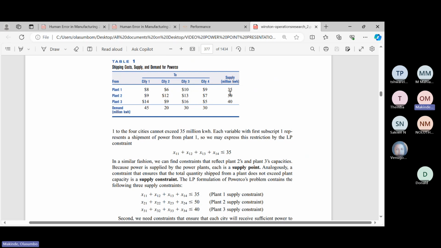You see their supply capacity, 35 million, because all these values are in million, which talks to the statement given up there. Plant 1 capacity, as you can see, the value is here, 35, which is a million. Plant 2 the supply capacity for plant 2 is 50 million. And the supply capacity for plant 3 is what? 40 million. It's 40 million.